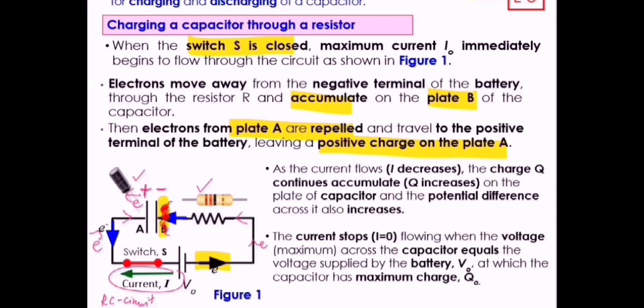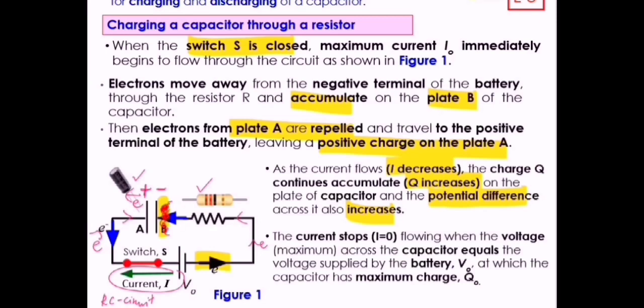So as the current flows, it continues. It's a process, and it continues slowly. So as the current I decreases, the charge Q continues to increase. There will be more charge in the capacitor. And when there is more charge in the capacitor, the potential difference of the capacitor will also increase until a point.